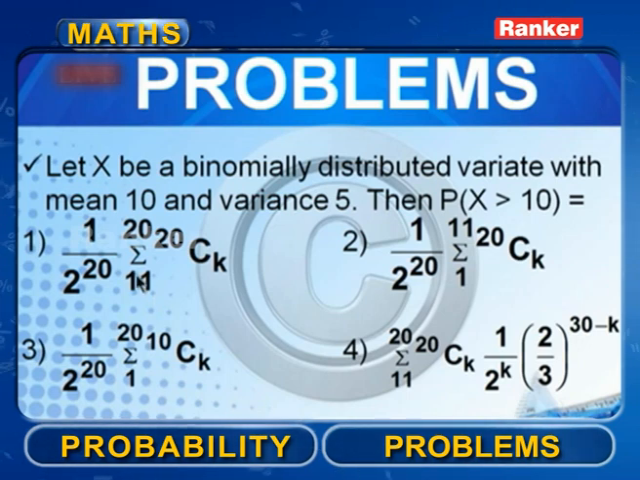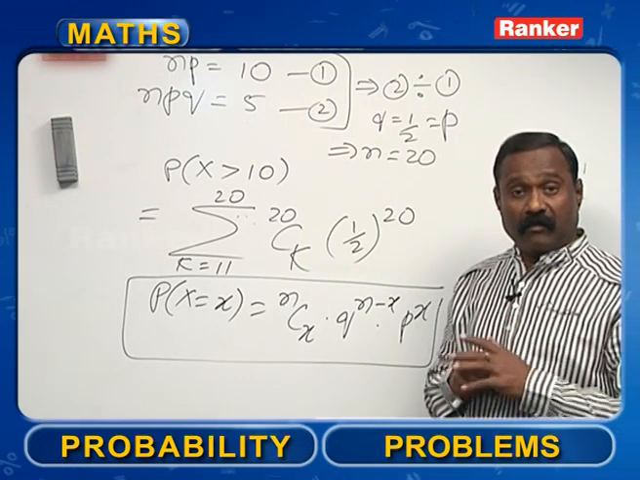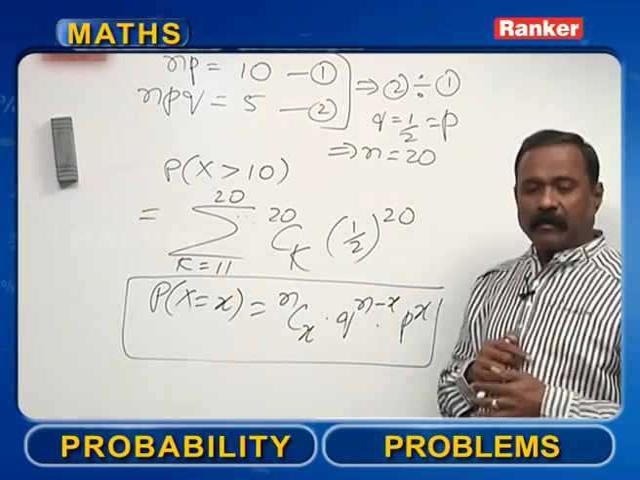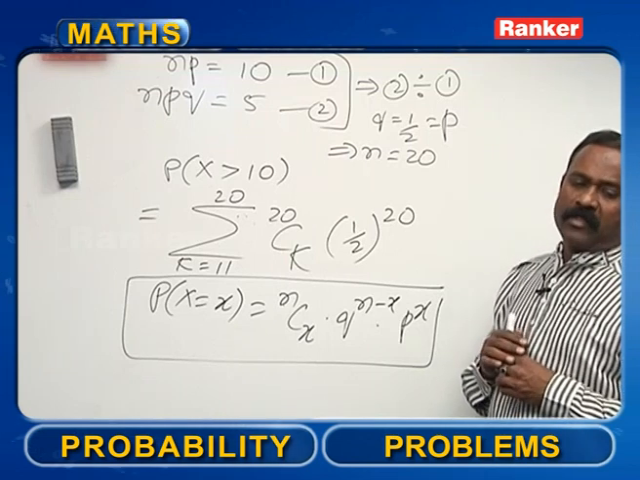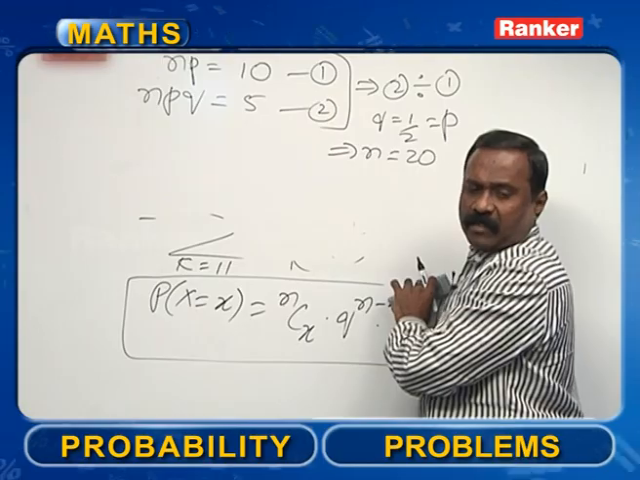Understand, this is an application of the binomial distribution. I hope you understand this. Okay. Go to the next problem. X follows a binomial distribution with parameters n is equal to 8 and p is equal to 1 by 2. Then P of modulus of x minus 4 less than or equal to 2. Yes, because the absolute value is used here. That is why I have taken this problem.